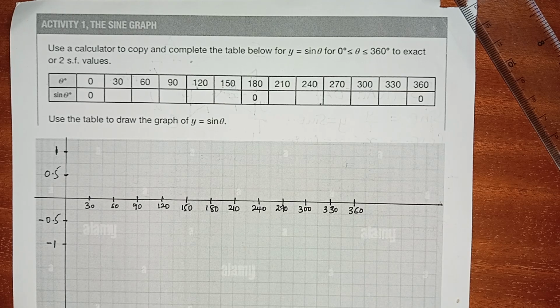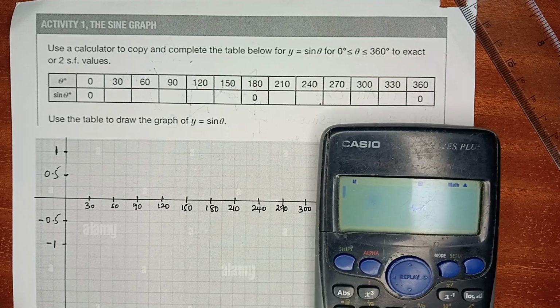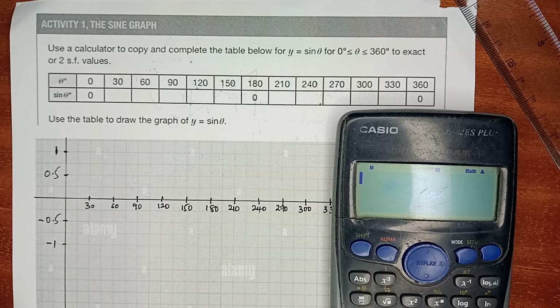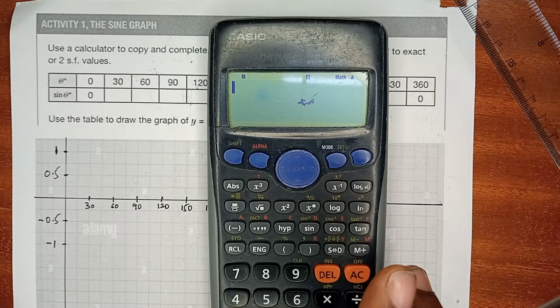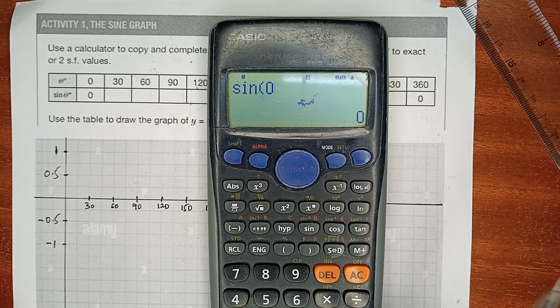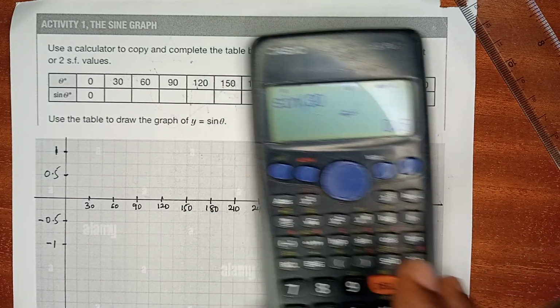Now I would just do exactly that because we are starting with the sine of 0 is 0. We just pick the calculator. We have the sine of 0 is 0 and it is already given. We go to the sine of 30 degrees equals a half, 0.5.